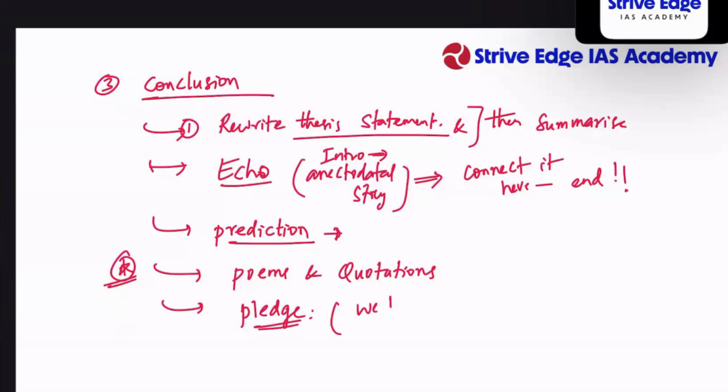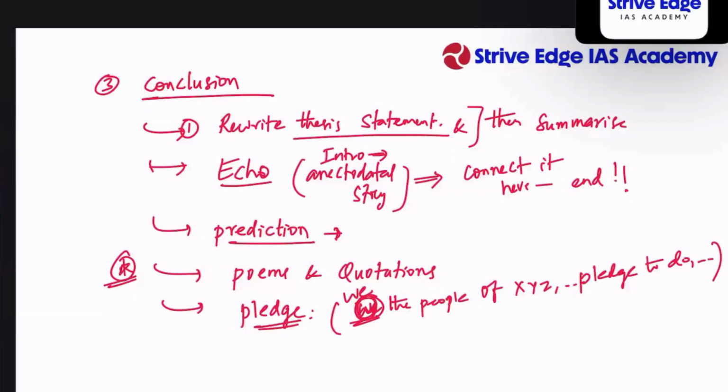So suppose we can take "we the people." Always, in an essay, don't use first person. Okay, we have to use this. You should not use first person. So we will write "we the people of some XYZ city pledge to do this." Like, if you're writing about environment or deforestation, you can write "we as a society have to take a pledge to protect the forest from deforestation and degradation." So this is the conclusive thing. So you are taking a pledge. You have to have any pledge like this. That is where you will be providing this thing.